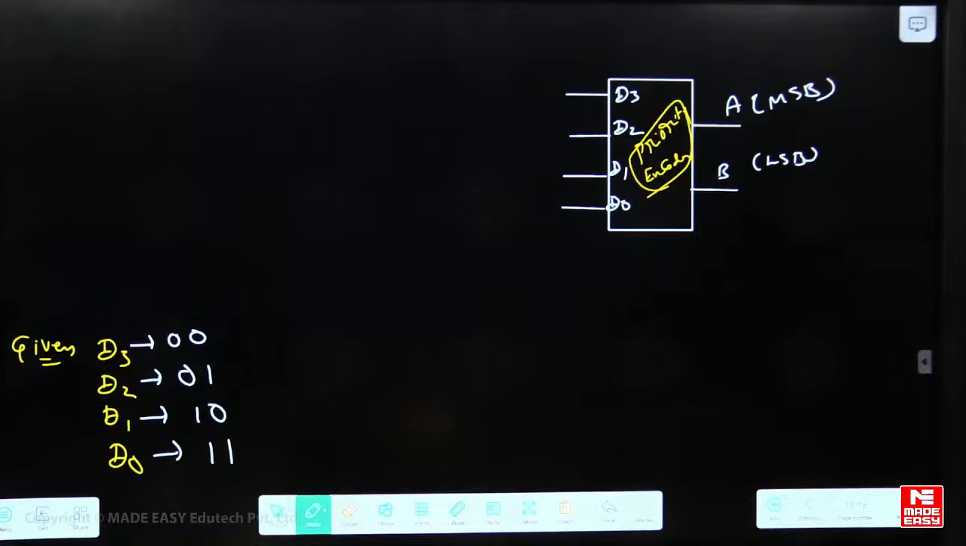Nitin, duty cycle also we will solve. Please check this one. Focus on the present point. Okay, my dear? We'll do that also.